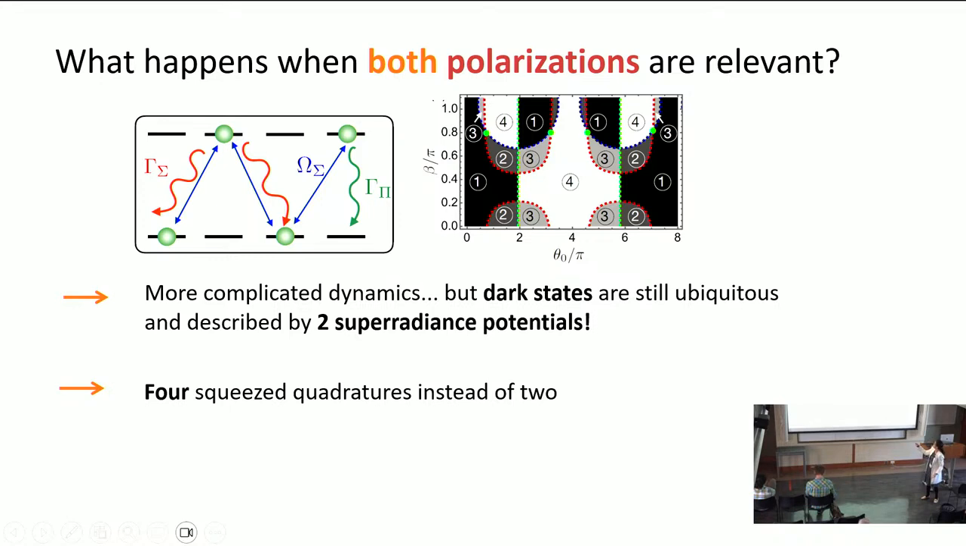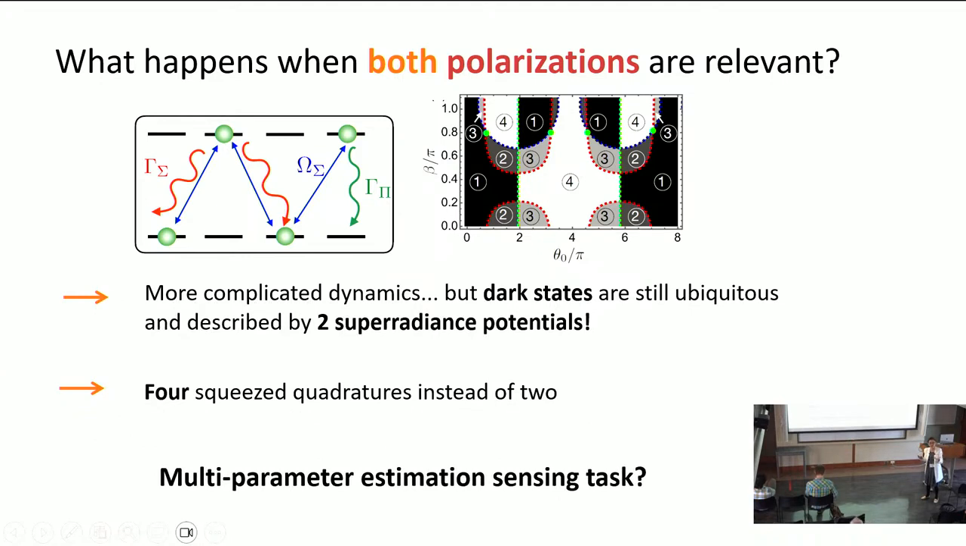So these points here are points where you can have four spin quadratures, and the utility of that is that we can use it for multi-parameter estimation. If you have to estimate very accurately different parameters, you can use all these different quadratures for that.